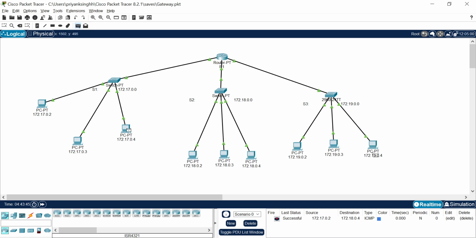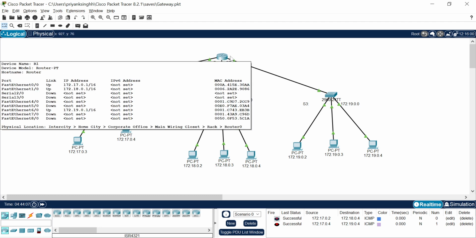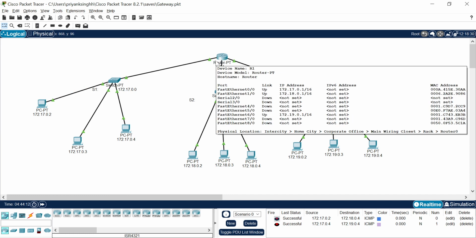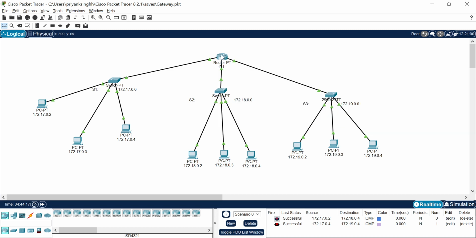Similarly, I can test 172.17.0.4 and 172.19.0.4. I got the same successful message here also, which indicates that my network 1 PC is able to communicate with the 172.19.0.4 PC, that is, another network's PC. So a gateway is required for communication external to the network. That indicates that the gateway forwards our packet to some other network using the routing table of this router.